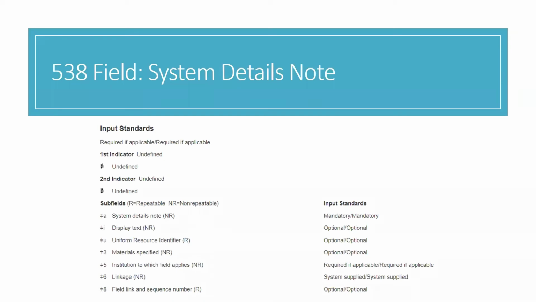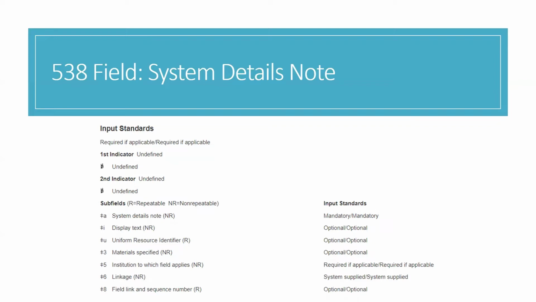Okay, the 538 field. So this is a system details note. This one is required if applicable. Both indicators are blank, and the possible subfields are A, I, U, 3, 5, 6, and 8. This is a note about the technical information for the item. Such information includes the absence or presence of certain kinds of codes or the physical characteristics of a computer file, such as blocking factors, mode of access, parity, recording densities, software programming language, computer requirements, peripheral requirements, trade name or recording systems, number of lines of resolution, and lastly, modulation frequency.